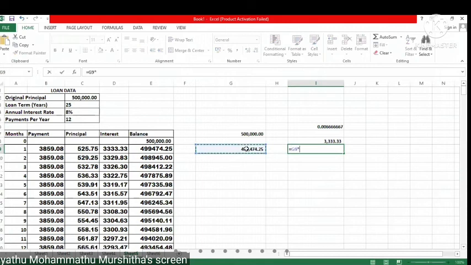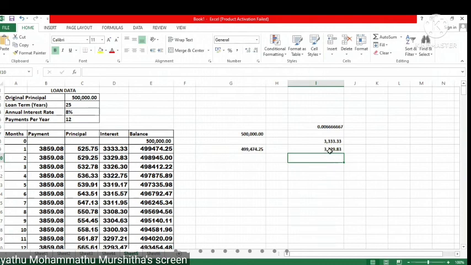So for the next time, what is the interest? Here place the cursor, equal this amount multiplied by this interest rate. So 3,329. Have you understood? Yes, ma'am. If you have any problem, you can ask me.